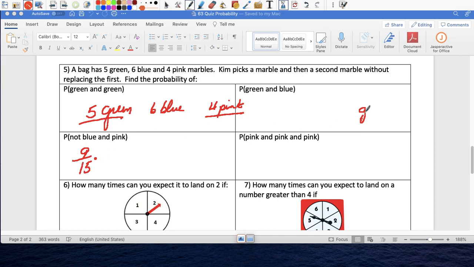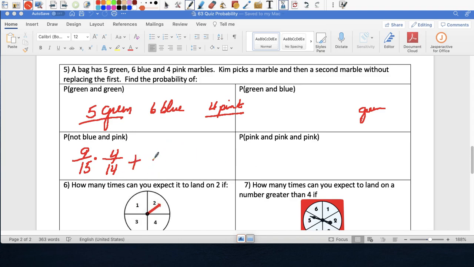But I took a green out, and now I put that in my pocket. When I go for the second try, I want to get a pink. I'm going to have 14 here, but the pink, I still have 4. So that's one scenario. The other scenario, and we have a plus sign here.